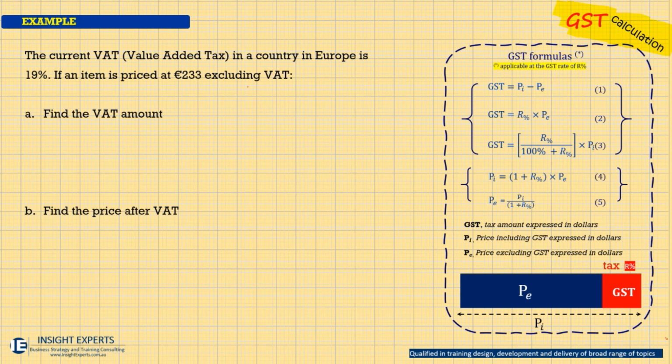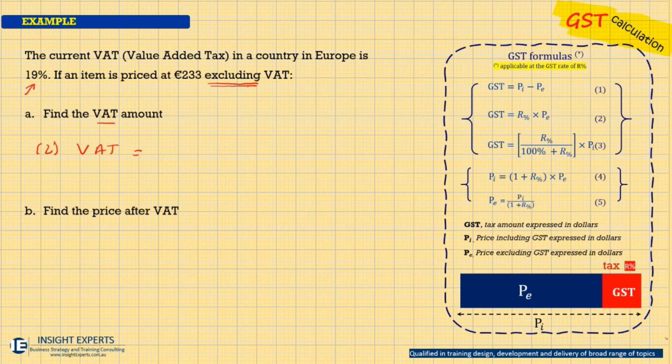The current VAT in a country in Europe is 19%. If an item is priced at €233, excluding VAT, find the VAT amount. In the previous example, we had the price including VAT. In this example, we have the price excluding VAT, and we have to calculate the VAT amount. So how do we calculate the VAT amount when the price before tax is given? Just look at the formulas. It's basically formula number 2.